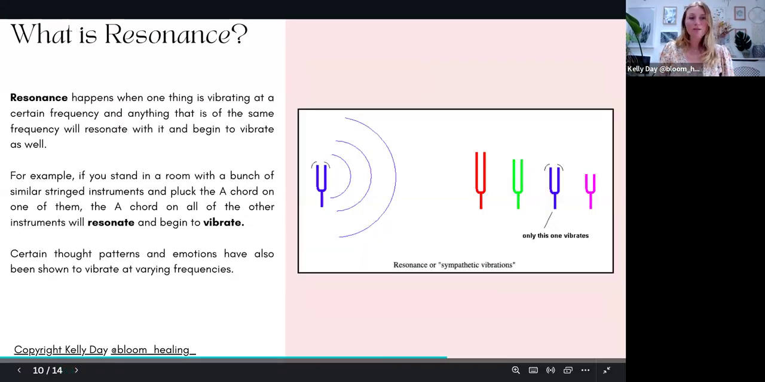So we're just going to touch upon resonance. What is resonance? Resonance happens when one thing is vibrating at a certain frequency, and anything of that same frequency will resonate with it and begin to vibrate as well. For example, if you stand in a room with a bunch of similar stringed instruments and you pluck the A chord on one of them, the A chord on all of the other instruments will resonate, and they will also begin to vibrate. We're talking about resonance because our bodies can come into resonance with certain frequencies, and everything in our body has a certain resonance. Each organ, each gland, each cell vibrates with its own particular frequency, and we can apply frequency to strengthen that and to help it come into coherence with balance and health. Certain thought patterns and emotions have also been shown to vibrate at varying frequencies.